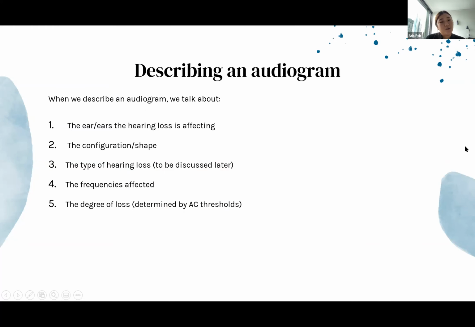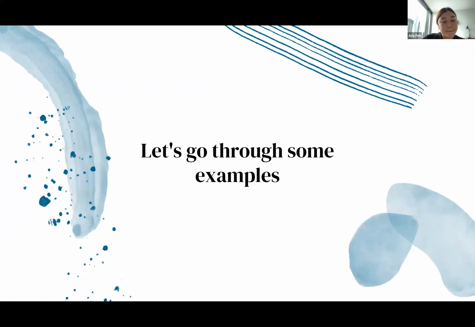Yep, so as Nada was mentioning about the audiogram previously, when we describe an audiogram, we talk about which ear the hearing loss is affecting, the configuration shape, which I will show you some examples of in a bit, and the type of hearing loss, which I will also discuss next. The frequencies that are affected and the degree of the hearing loss, which is determined by the air conduction thresholds. Now let's go through some of the examples on how to describe the audiogram.